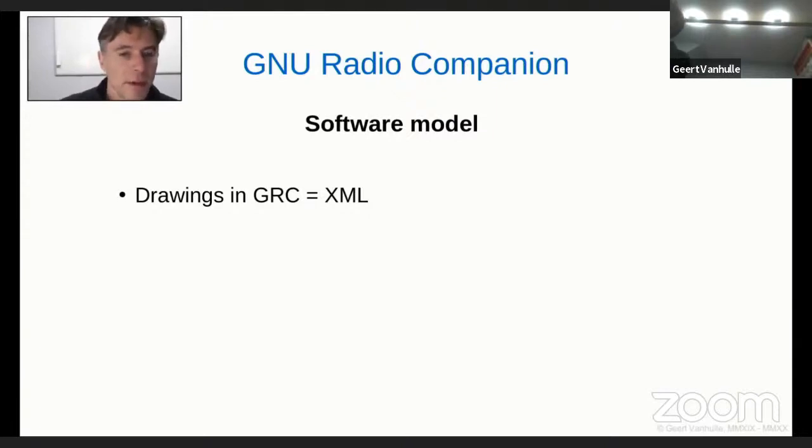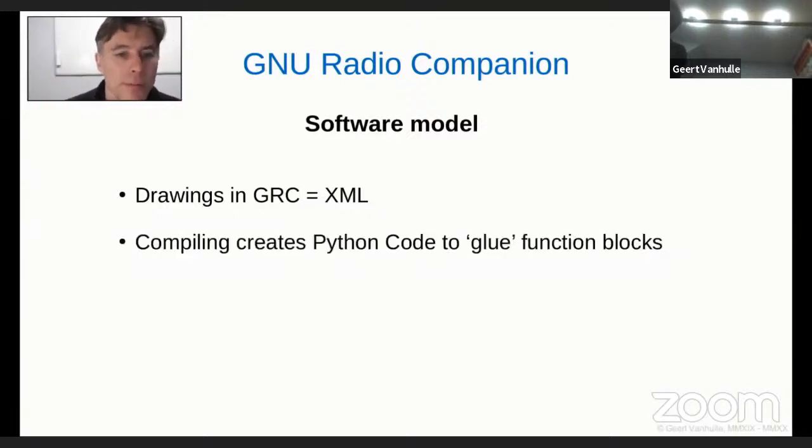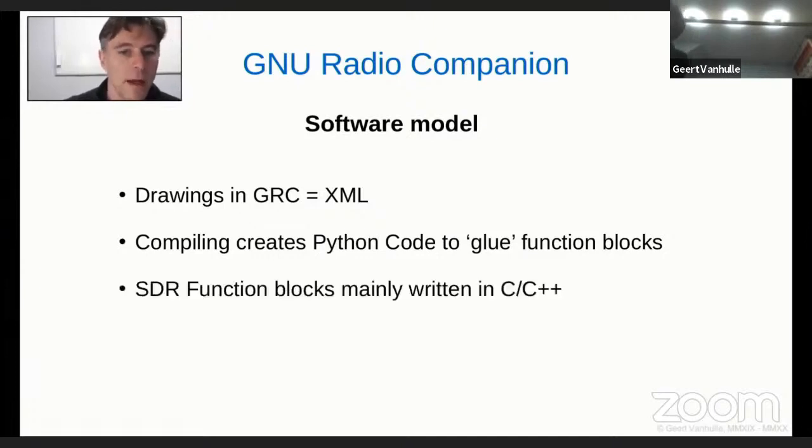Next, when you compile such a flow graph to code, what's happening is it creates Python code. And actually the parameters and the formulas, the variables that you use inside these flow graphs are in fact Python variables. So you could even use Python expressions there. And the code that you get after compiling the XML is Python code that is gluing the existing block functions together. Now these block functions themselves are mainly written in C, C++.